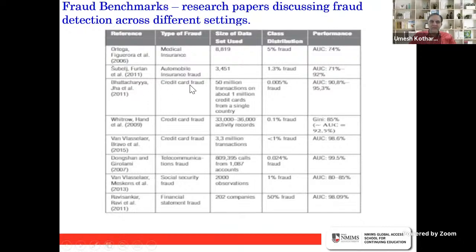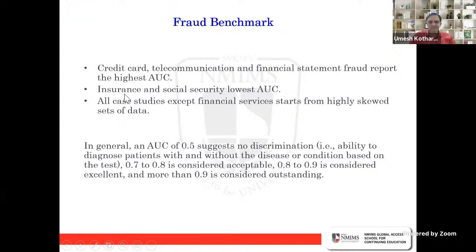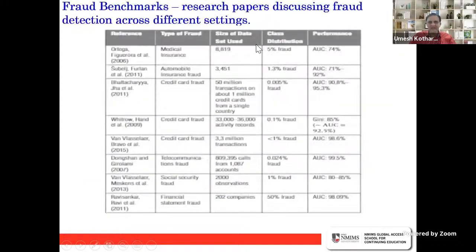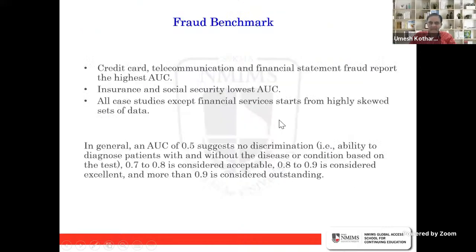So for example, in this case, credit card, telecommunication, and financial statements have a high area under curve. And if they have a high area under curve, it means the chances of fraud are higher in that particular case because the percentage seems to be pretty high. Insurance and social security have the lowest. Now, this is some benchmark that we need to be mindful about.